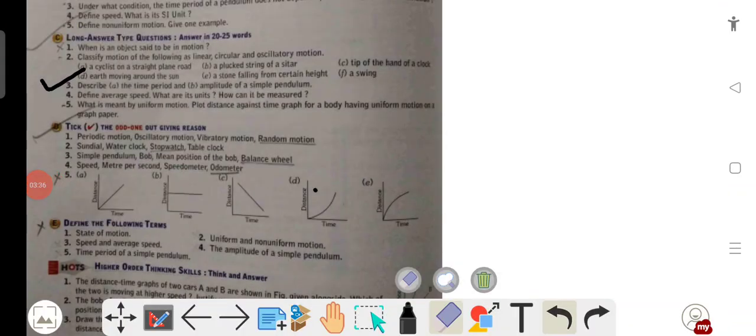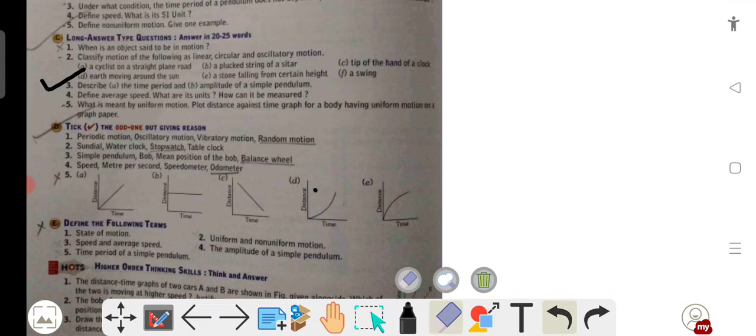Now in the next question, define average speed. What are its units? How can it be measured? It has already been discussed what average speed is, what its units are, and how it can be measured. So it is for your home task.